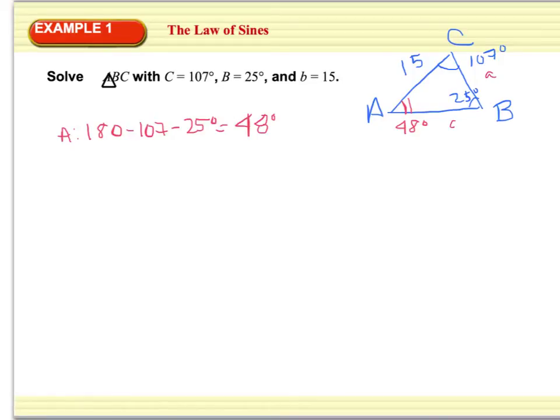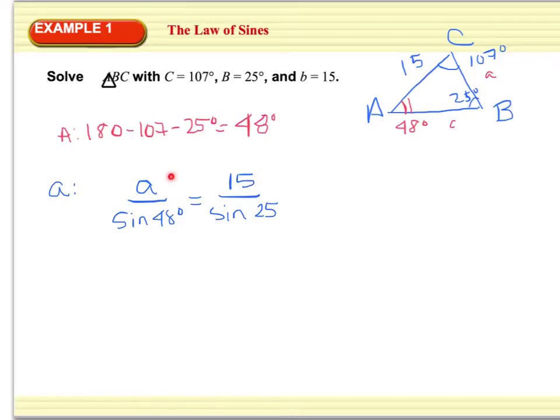So let's go ahead and start out by finding side length a. We can do that using the ratio that a divided by the sine of 48 degrees is equal to, the only ratio I have both a side length and an angle for is b. So I'm going to take side length b, which is 15, and divide that by the sine of 25 degrees. Now, it doesn't matter which ratio you use, whether you put the sine in the top and the side lengths in the bottom, or the side lengths in the top and the sines on the bottom, you just have to be consistent.